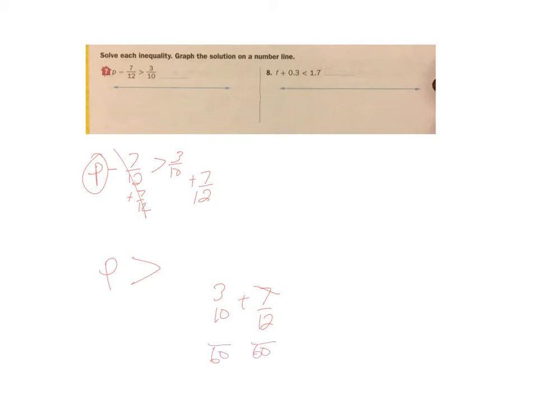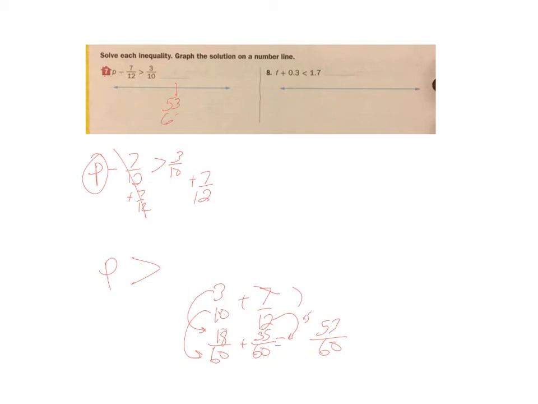I know a common denominator is 60. 60 goes into both of those. So from 10 to 60 is times 6, so 3 times 6 is 18. 12 times 5, so 7 times 5 is 35. Now I can just add these together. 18 plus 35, that gets me 53. 53 over 60.